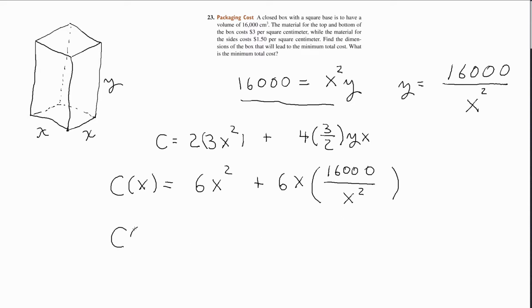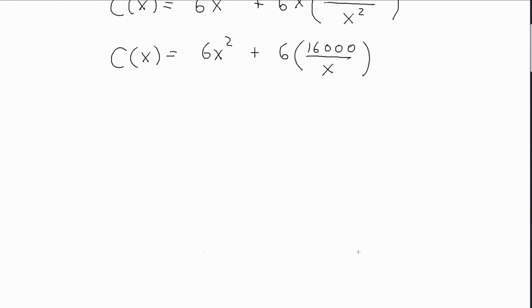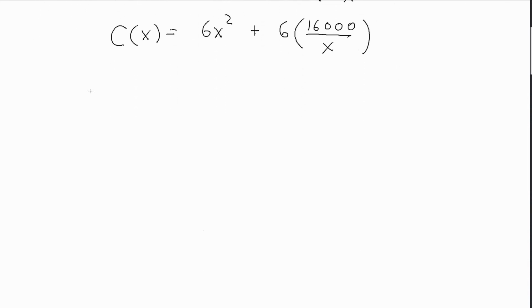Okay, so then the cost as a function of x is 6x squared plus, I'm just going to leave the 6 there, 6 times 16,000 divided by just x. Okay, there we go. Now let's go ahead and differentiate this, because when we're trying to minimize something, we need to find its derivative and set it equal to 0. That's the major point in this section, this chapter, in fact.